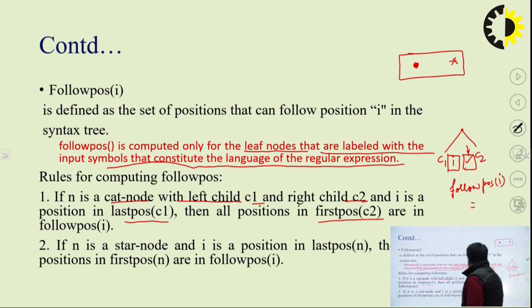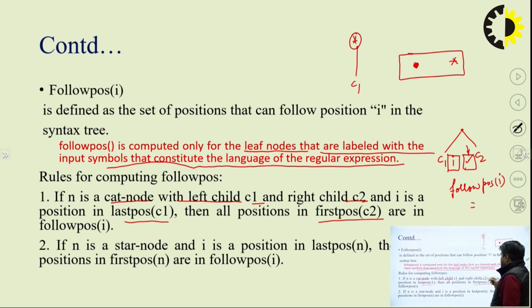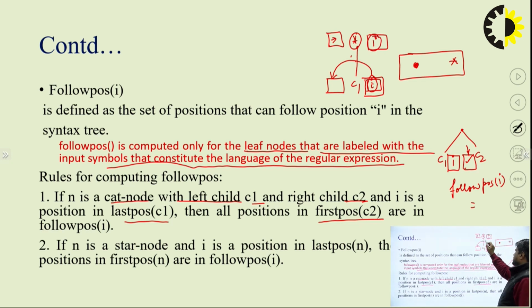The second thing is that if n is a star node with a child C1, then all the members in the first of C1 will be in follow of I. That means if the last position of C1 contains I, then all the members of first of C1 will be in follow of I. Because you will be here at I, and here this is the first position, so all the members of first position will be in the follow of I for the concatenation operation.